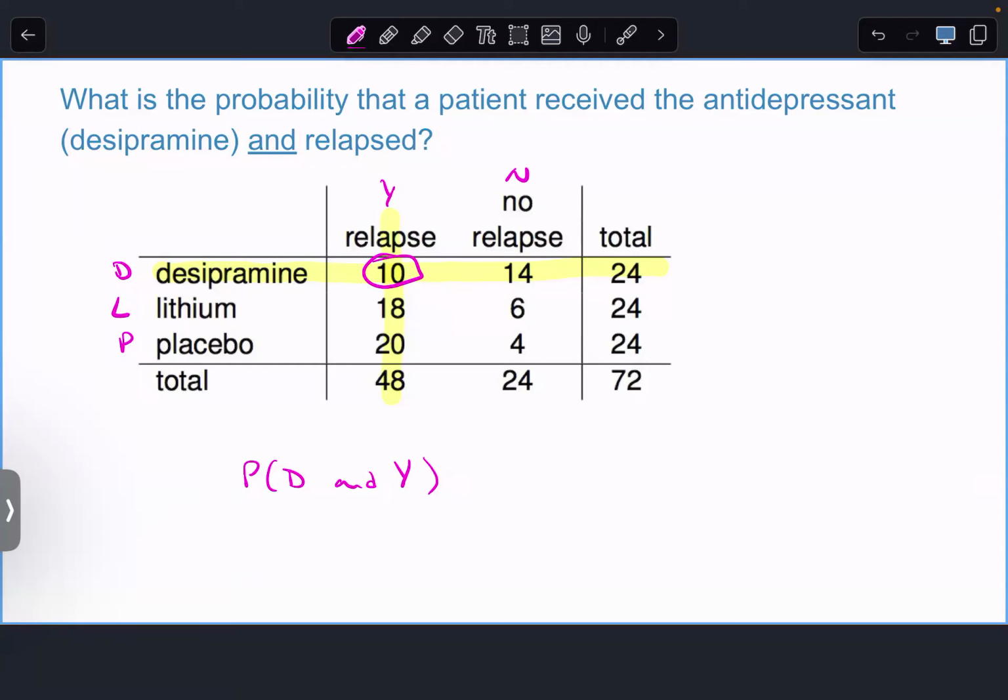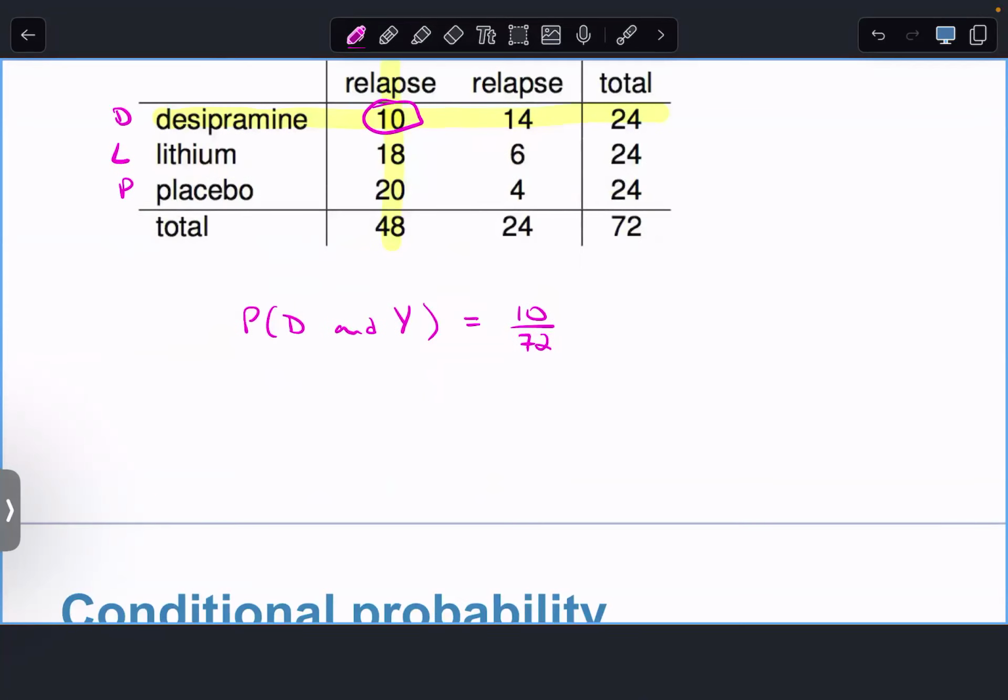So they had to be on the antidepressant and relapse. So there's 10 of those. And the overall probability is out of 72. 10 over 72 is roughly 0.138.